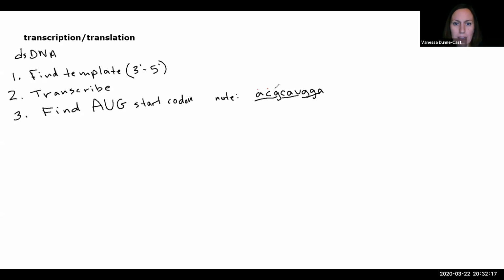A, C, G, C, A, U, G. Oh, you see it here. There's your AUG. And that's where your reading frame begins. So this shows you the start of translation. It also indicates your reading frame. So do not do it this way. Don't do it that way.